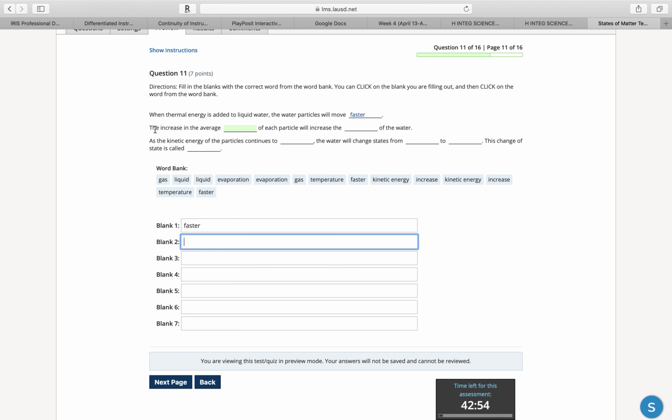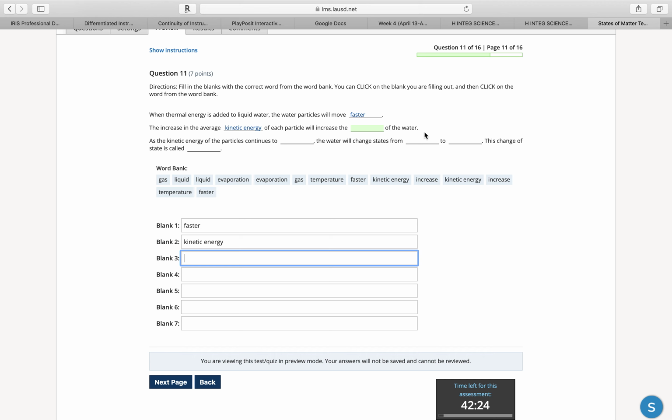Blank number 2, the increase in the average blank of each particle. So if the particles are moving faster, there's an increase in the average kinetic energy. Remember, kinetic energy is the energy of motion. So if they're moving faster, there's an increase in the average kinetic energy. Now let's finish the sentence. The increase in the average kinetic energy of each particle will increase the blank of the water.